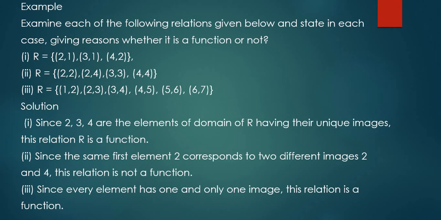മൂന്നാമത്തെ എക്സാമ്പിൾ നോക്കുമ്പോൾ എവരി എലമെന്റ് ഹാസ് വൺ ആൻഡ് ഓൺലി വൺ ഇമേജ്, ദാറ്റ് ഇസ് 1-ന്റെ ഇമേജ് 2 ആണ്, 2-ന്റെ ഇമേജ് 3, 3-ന്റെ ഇമേജ് 4, 4-ന്റെ ഇമേജ് 5, 5-ന്റെ ഇമേജ് 6, ആൻഡ് 6-ന്റെ ഇമേജ് 7. അതുകൊണ്ട് ഇറ്റ് ഈസ് എ ഫംഗ്ഷൻ. ഓക്കെ.